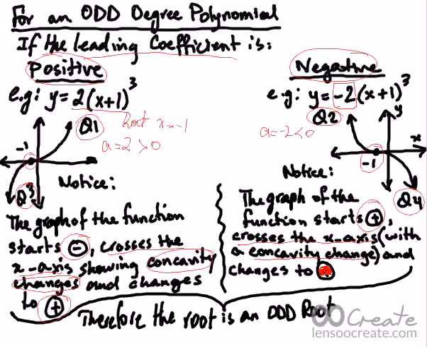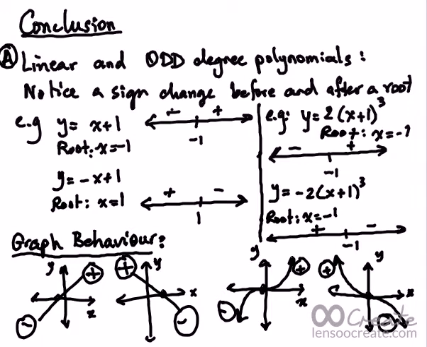And therefore, the root here, which is negative 1 in this case, is an odd root. So for an odd root, we will see a sign change before and after. Even root, we will see no sign change before and after. As a conclusion, I'm trying to summarize it and leaving a number line to help us also see how we could represent the sign change, or the no change in sign, on a number line.